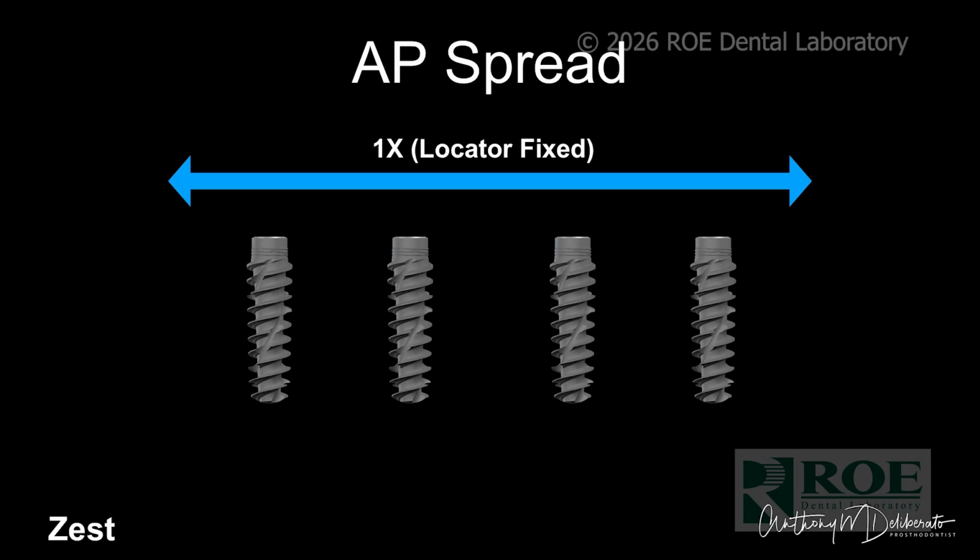For locator fixed, again, 1 times the AP spread. And with locator fixed, even though there is a 20-degree divergence that it will allow, the more parallel we can get these implants for these cases, the easier it's going to be to insert and take out. And so that's another important reason to try to do guided cases. Yes, there are some surgeons that can eyeball and get these things parallel, but for me, I'd rather have a guided case anytime.